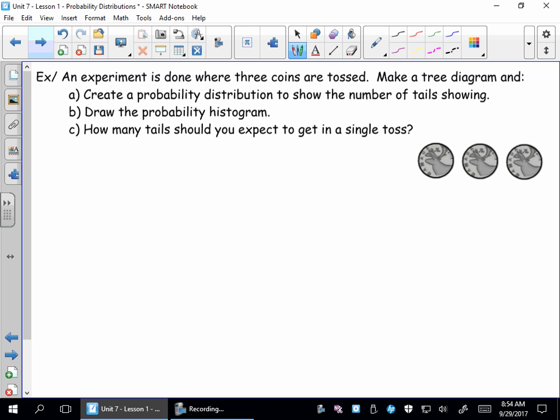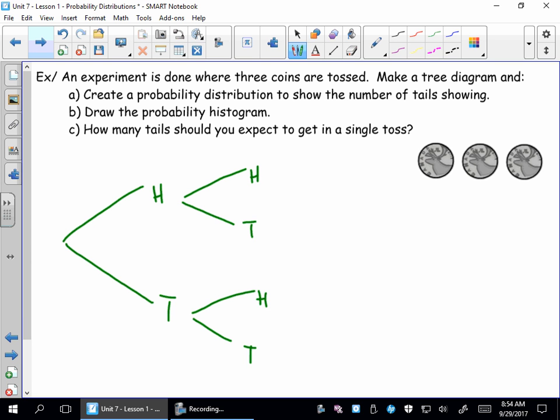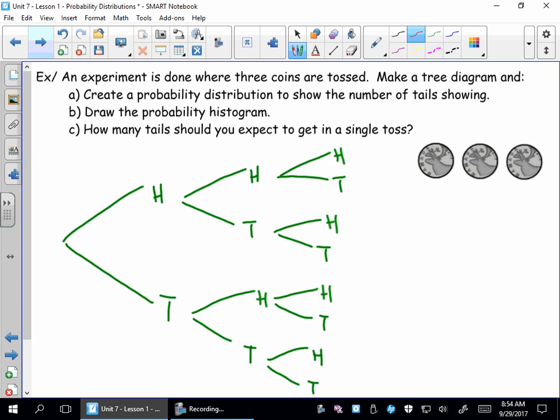What are the stages of this problem? Well, I can toss the first coin. Coin number 1 could be a head or tail. My second coin could again be a head or tail. And it doesn't matter what happened first, these are independent events. And my third coin, head or tail. So making this tree diagram, I've now shown all the different possibilities of 3 coins. For instance, I could have a head, head, head, or a head, head, tail, head, tail, head, and so on. Okay, so that's my tree diagram.